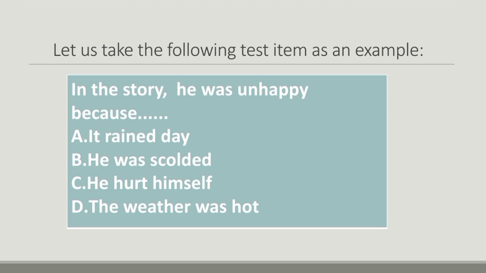Let us take the following test item as an example. In the story, he was unhappy because blank. Letter A, it rained all day. Letter B, he was scolded. Letter C, he hurt himself. And letter D, the weather was hot. So let us assume that 100 students took the test. If we assume that A is the answer and the item difficulty is 0.7, then 70 students answered correctly. What about the remaining 30 students and the effectiveness of the three distractors?